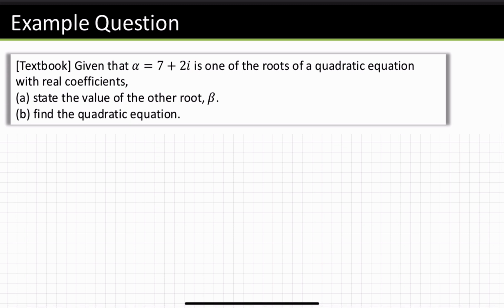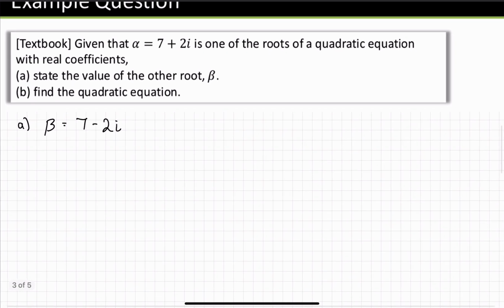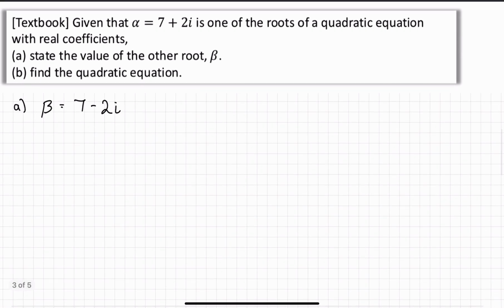So if one of our roots is 7 plus 2i, and this comes with real coefficients, what is the other root? Well, it will be the conjugate pair. So the other root, beta, is 7 minus 2i. Okay. So find the quadratic equation. So I'm going to do the slower way first, and then I'll show you a quicker way after. So the slower way. So we've got our two roots, 7 plus 2i and 7 minus 2i.